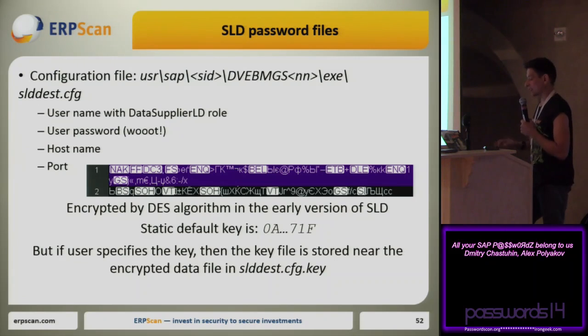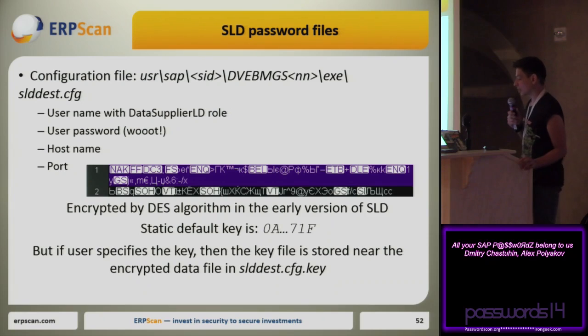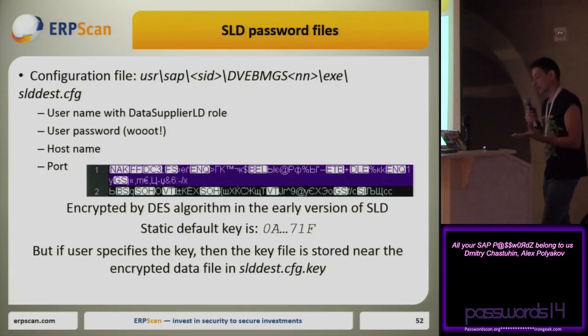And all this stuff is encrypted by the DES algorithm in the early versions of SLD, in the older version, and the new version uses the triple DES algorithm. By default, for encryption, SAP uses a default hard-coded key. Part of this key you can see on this slide. But the user, the administrator, can change the default key.